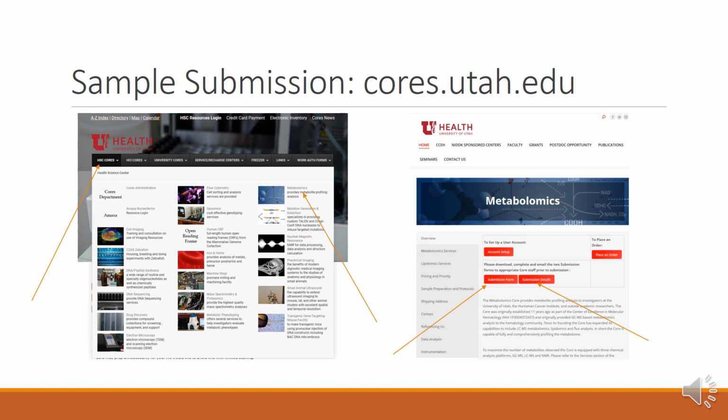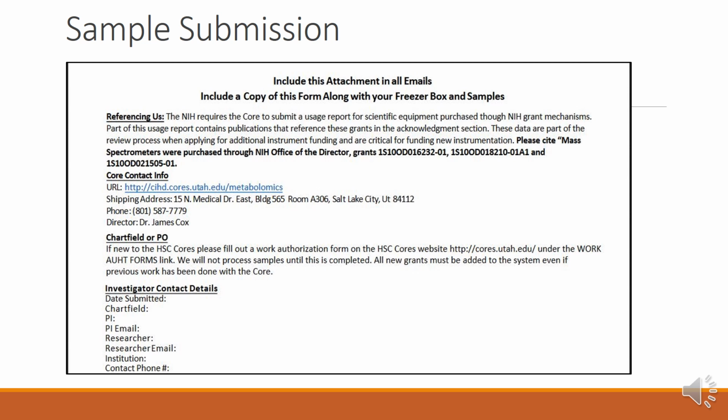From here, you will see the following page with 2 very important forms. One is the sample submission form, the second is the sample details form. The sample submission form needs to be fully filled out prior for your project to be analyzed. We must have the chart field, the PI's email, your name and your email, and the institution you're at, and your contact phone number before we'll start processing your samples.